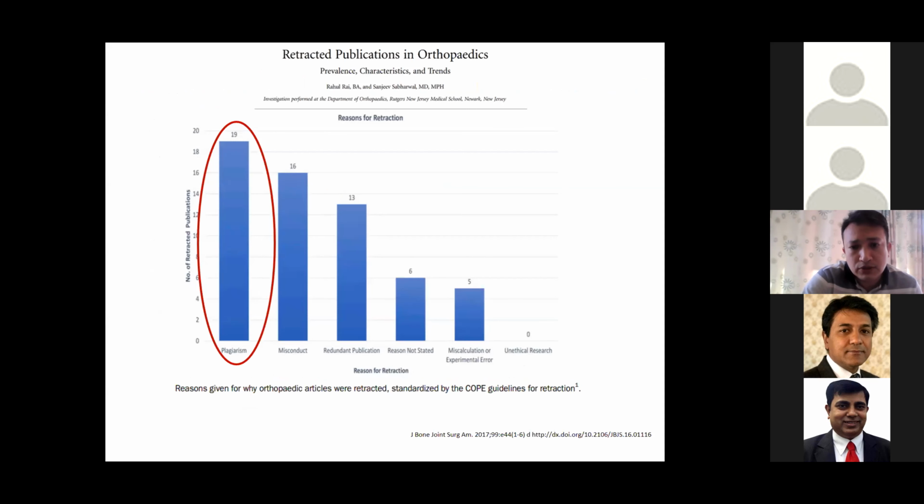You will be very surprised to see that plagiarism is the major cause of retraction of articles in the Journal of Bone and Joint Surgery, American edition, from 1984 to 2016. They reviewed their reasons for article retraction, and it was found that plagiarism is the most important and major cause of retraction. And this is an example of how serious the gravity of the problem of plagiarism is among authors or researchers.